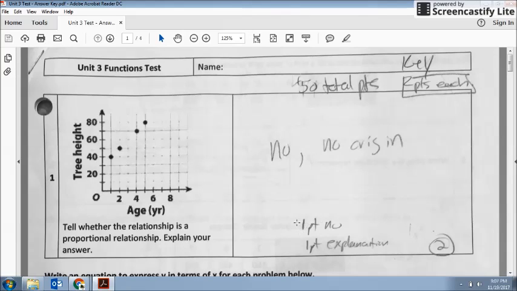So this says 1 point. It really means one problem. And then the explanation was another problem. So there's where you get your 2 there. And each one of those were 2 points apiece. So this question was actually worth 4 points total.